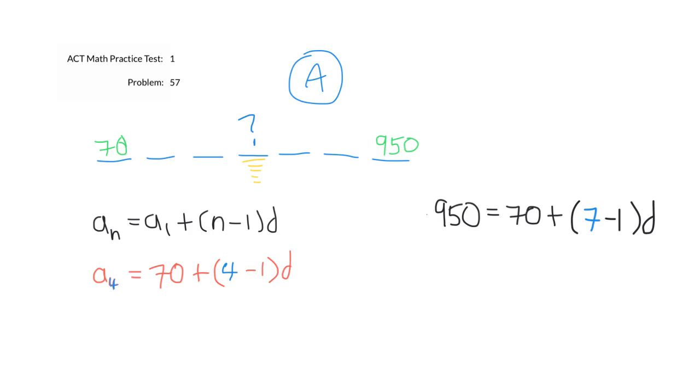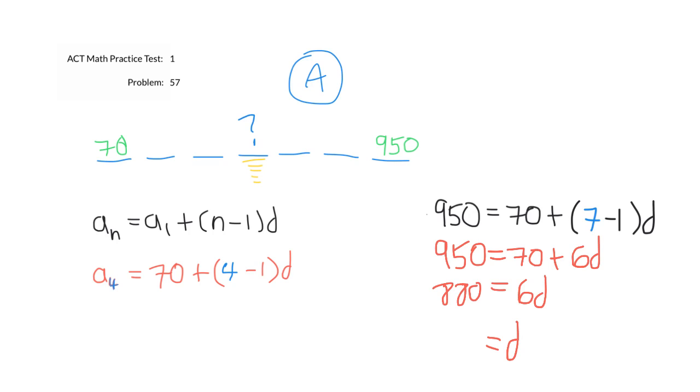So on the next line, it would be 950 equals 70 plus 6 times d. And 950 minus 70 is 880. So 880 equals 6 times d. And then we would have to divide both sides by 6 to get d equals 440 divided by 3, or over 3.